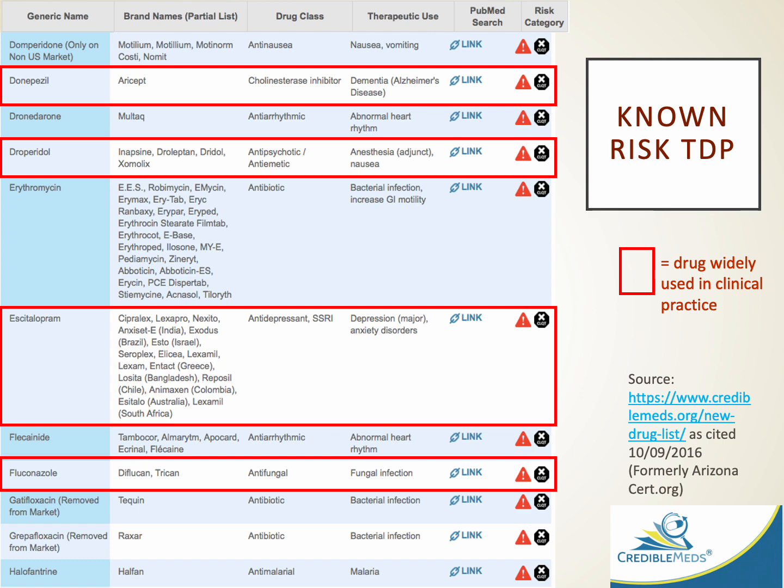A drug we use for Alzheimer's dementia, Aricept, can prolong QT. Droperidol is an antiemetic drug that is related to the antipsychotic drugs like Haldol. We'll talk about that in a bit. Haldol, also a drug that prolongs QT. Escitalopram or Lexapro prolongs QT.